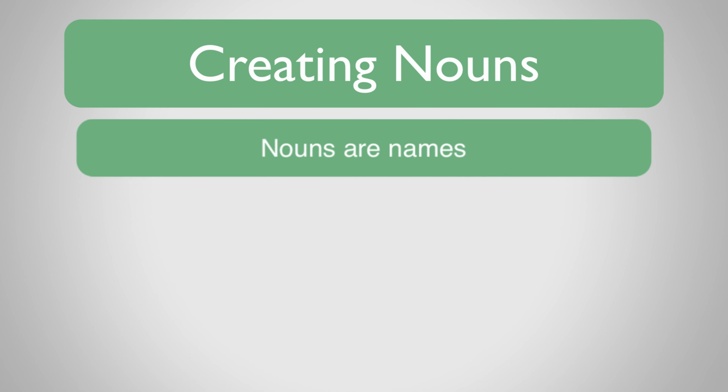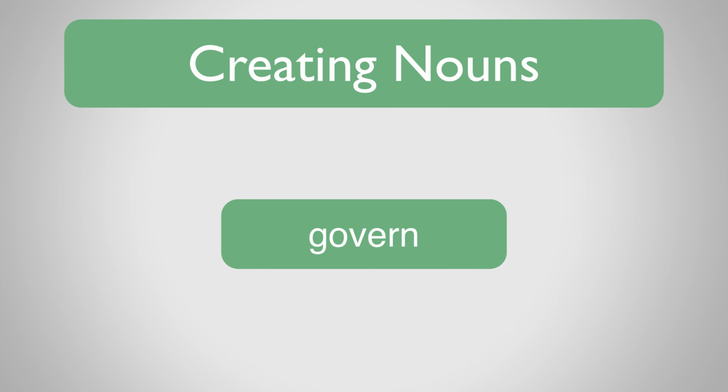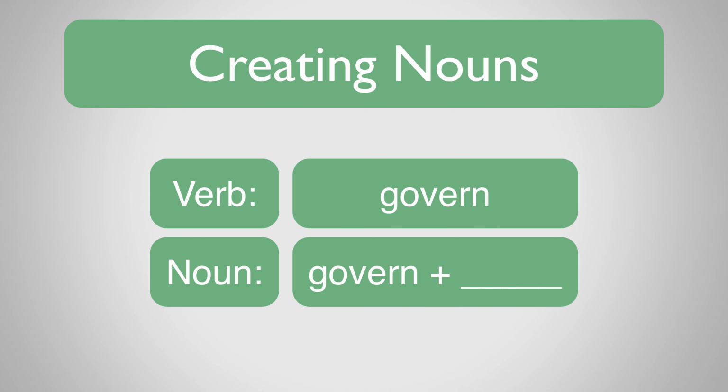A noun is a name that is given to something. It may be something we can see or touch, or something we can't. Take, for example, the root word govern, which means to rule. This is a verb, an action. It's something that can be done. We can add a suffix to this word to create a noun, a thing that governs. So what is it? Who or what is it that governs us? Well, it's the government. So the suffix ment, when added to the verb govern, creates a new word that's a noun.